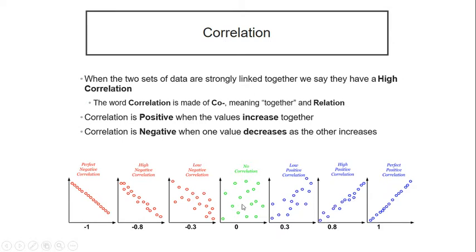So the slope of the line itself doesn't matter. It doesn't matter how steep or shallow that line is. It matters how tightly packed those points are to making a perfect line. That's what determines how strong the association is.